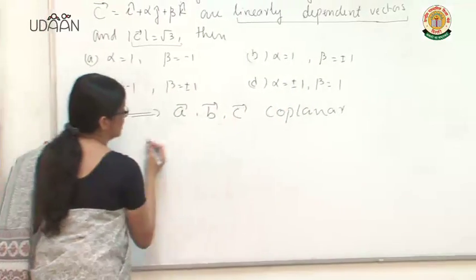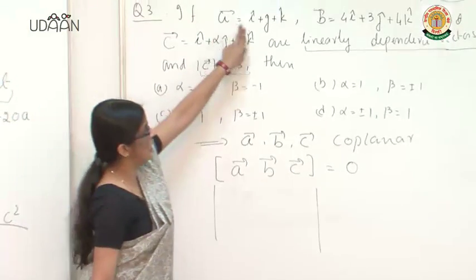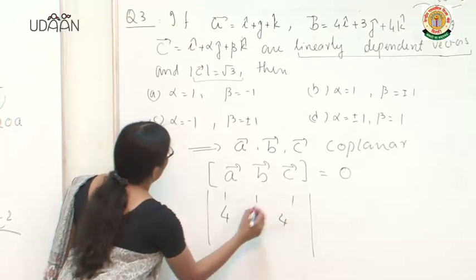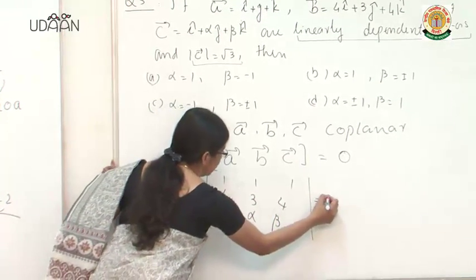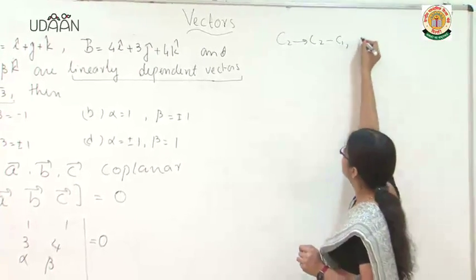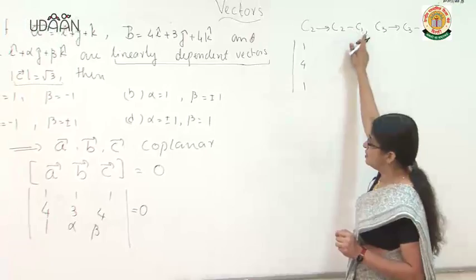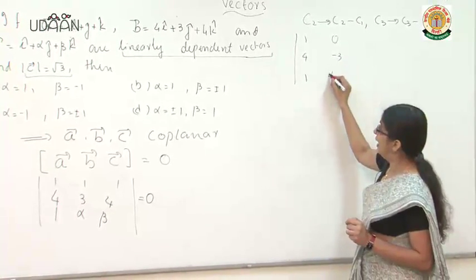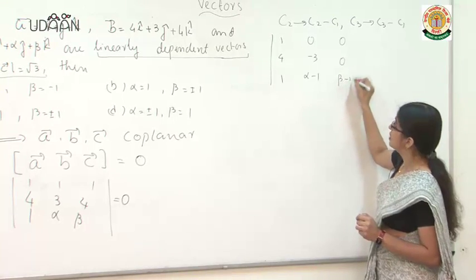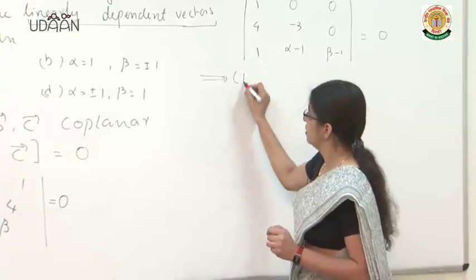What is the condition for coplanar vectors? Three vectors are coplanar if their box product equal to 0. Vector A is i cap plus j cap plus k cap. Box product ABC is determinant 1, 1, 1, 4, 3, 4 and 1, alpha, beta, this equal to 0. Let us evaluate this determinant now. Going to apply the property, C2 changes to C2 minus C1 and C3 changes to C3 minus C1. C1 unchanged, 1, 4 and 1. C2 changes to C2 minus C1 gives you 0, minus 3 and alpha minus 1. Similarly, C3 changes to C3 minus C1 gives you 0, 0 and beta minus 1, determinant equal to 0. Let us expand this determinant along the third column to get beta minus 1.